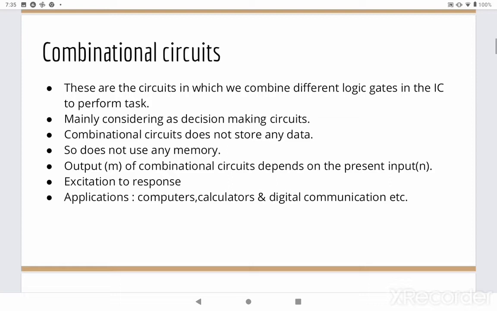Then how can we get the output? It completely depends upon the present input. We denote the input with the small letter n and the output with the small letter m. If I am giving n inputs to my combinational circuit, it will produce m outputs. That is the logic. Also, input can be named as excitation, and the output is also known as response.